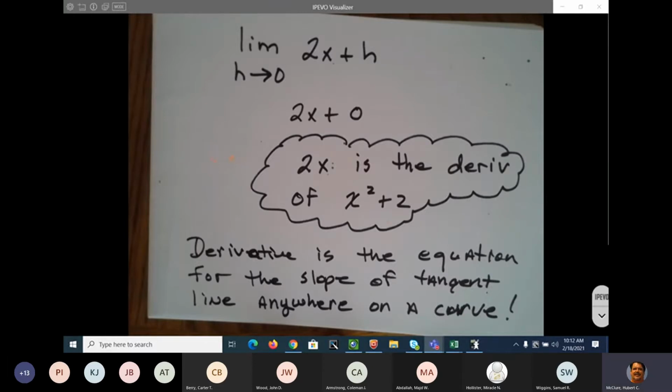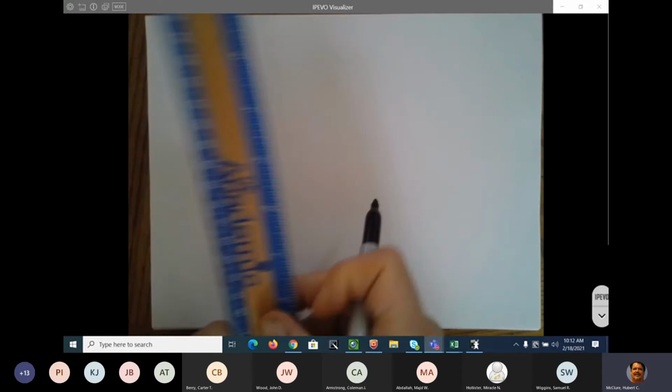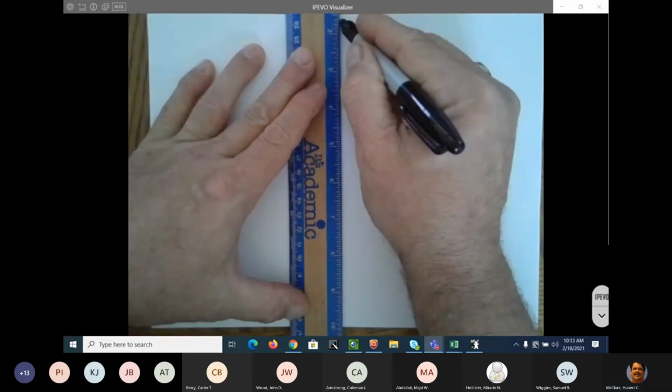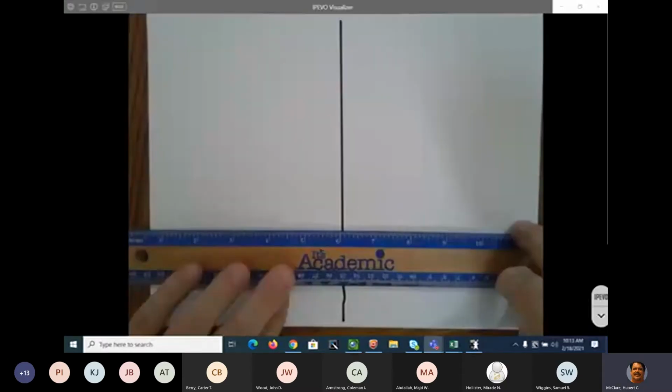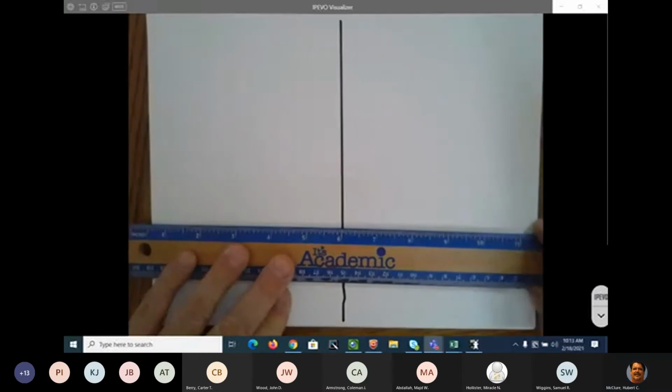We said that we were going to find the difference quotient for x squared plus 2. So I'm going to go to my next page, and I'm going to draw a top hemisphere graph. And I want you to do this also, especially for those that have never had calculus before. So I'm going to draw a y-axis in the middle of my page. And I'm going to draw an x-axis about 2/3 of the way down, or a quarter of the way up, whatever you want to call it.